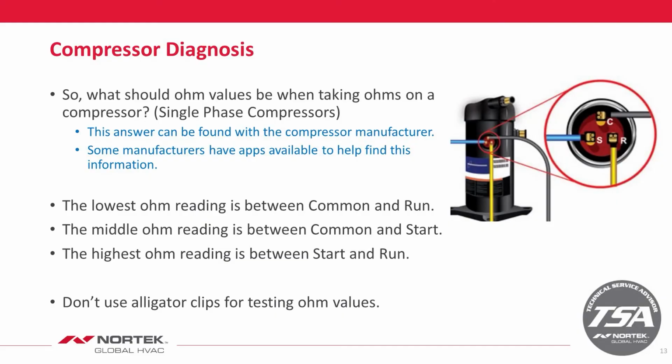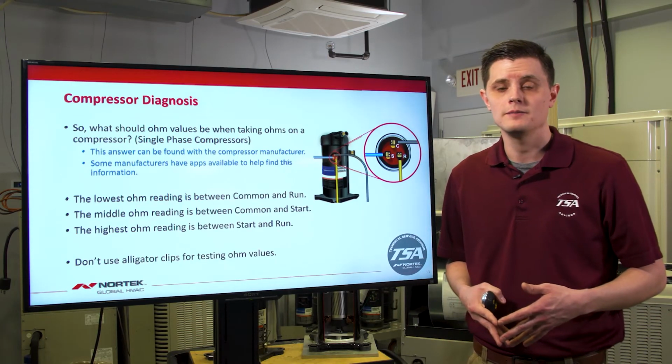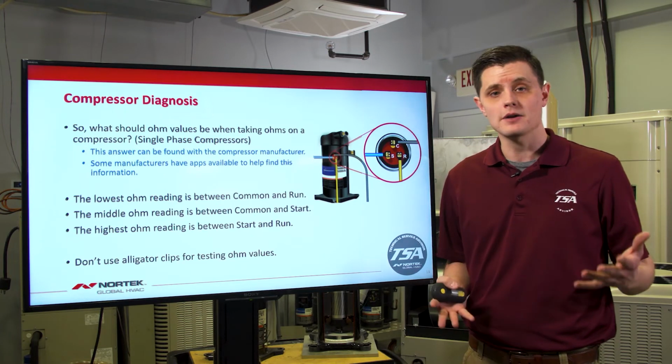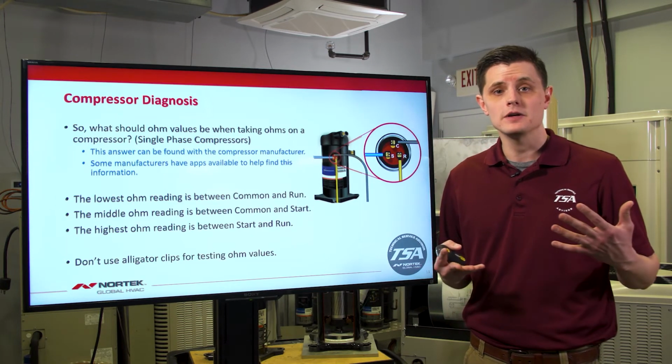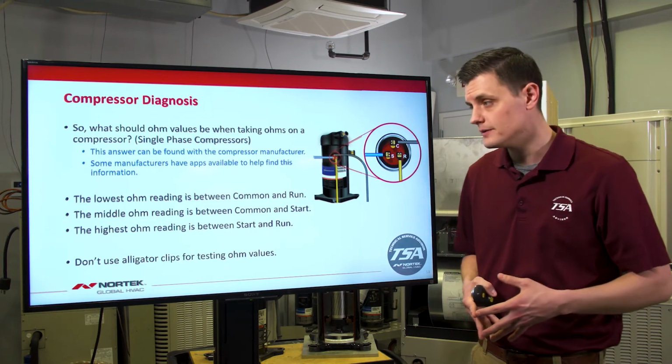Now, you may ask, well, what should my ohm values be? Well, this can be a little bit different depending on the compressor manufacturer and the actual model of the compressor. But say for single phase compressors, this answer in general can be found with the compressor manufacturer, as far as what your ohms are going to be for that particular model. Some manufacturers actually have apps that you can download on your phone, or you can go to their website and look at the model number of the compressor, and that can tell you what the actual ohm values need to be for that particular model number.